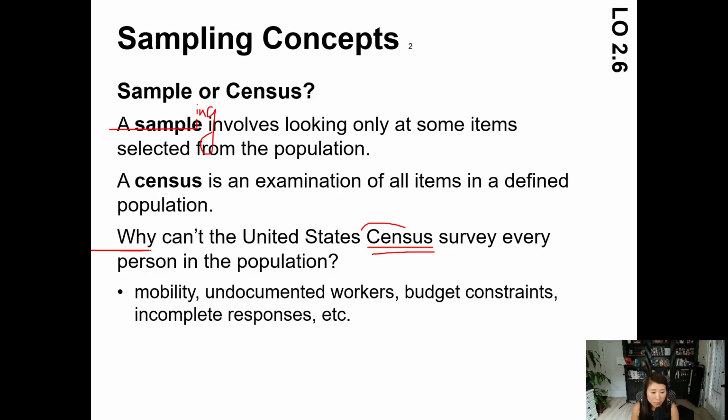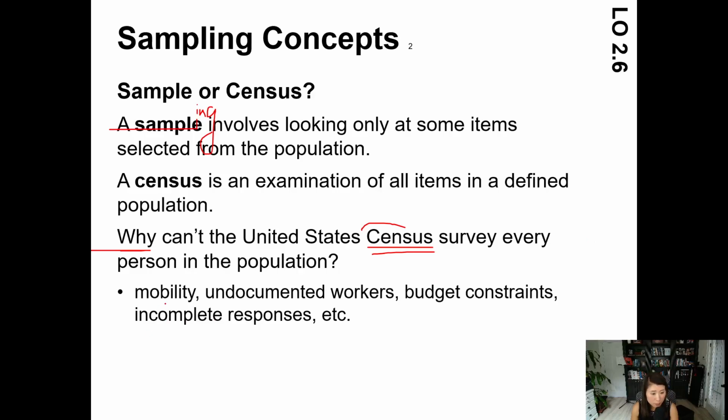Okay, so now, why can the United States census every person in the population? When we think about a census, ideally it will be able to collect the information from everybody, but the census does have a weakness. So here are a few weaknesses when we talk about the U.S. census survey.